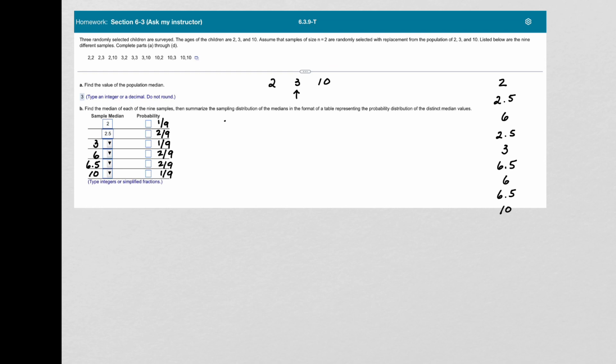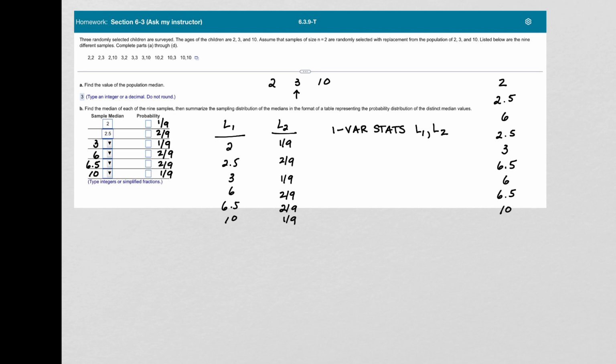So what I do at this point with my calculator is I'm going to put into list 1 the sample medians, 2, 2.5, 3, 6, 6.5, and 10. And into list 2, I put the probabilities, 1 divided by 9, and the calculator will convert these to decimal for you. And you do not want to sort these at all. We need them to stay paired the way they are. So we put that in, and then we're going to calculate one variable statistics. And we need to put the list as L1 and the frequency as L2. And that gives us a mean of 5.